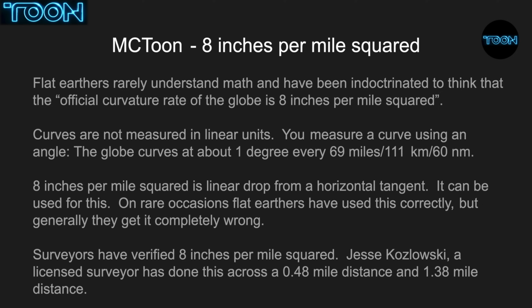8 inches per mile squared is the flat earthers' favorite formula to quote. They like to claim that it's the official globe curve formula. It's not. You don't measure a curve in linear units. You measure it in degrees. The official, if there is an official, is 60 nautical miles per degree, or 110 or 111 kilometers per degree. But even that, there's no official.